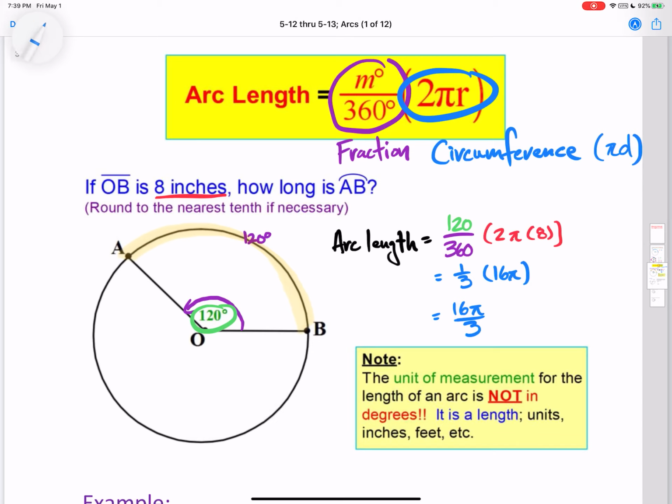Now, depending on your teacher, some teachers will have you leave it in pi form, while others may ask you to write it in decimal form. And I'm going to write it in decimal form because it asks us to round it to the nearest tenth. So that's a big clue telling me that we're going to round it in terms of a decimal. So we're going to round it to the nearest tenth, and that's going to give us about 16.8. Now remember, it was 8 inches to begin with, so don't forget your label in terms of inches. So our answer is going to be 16.8 inches, and if your teacher wants you to leave it in pi form, it'd be 16 pi over 3 inches.